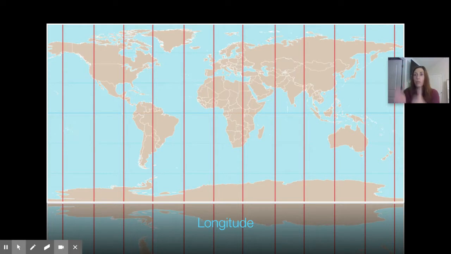So those lines go straight up and down. And we'll talk about some exceptions to the rule of them going straight up and down as far as when we're talking about maps. But in general, your latitude lines run like ladder rungs, and your longitude lines run up and down.